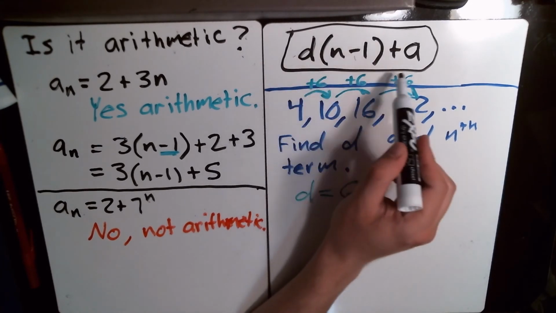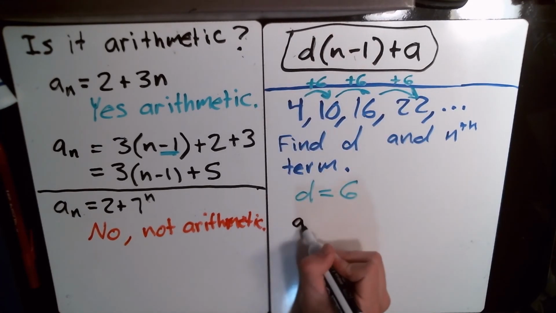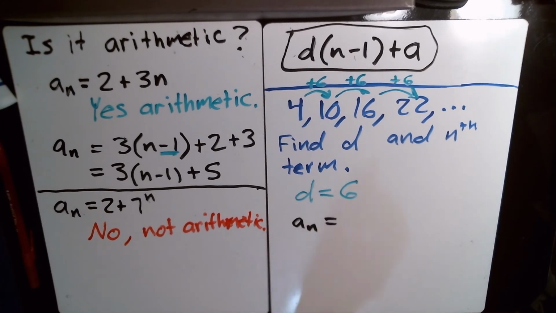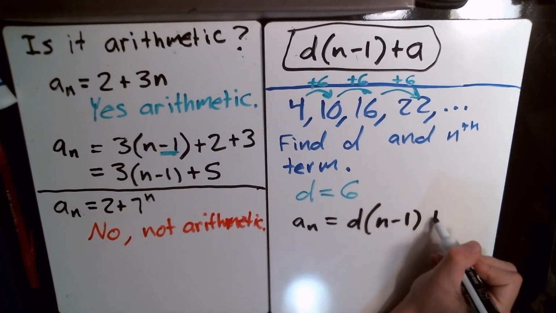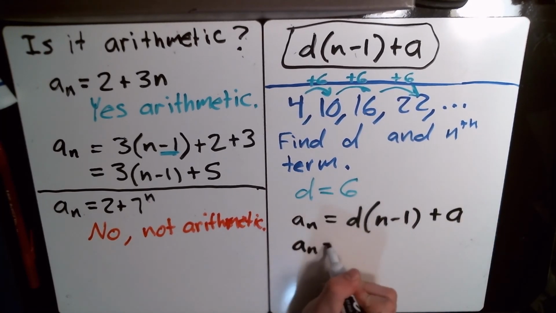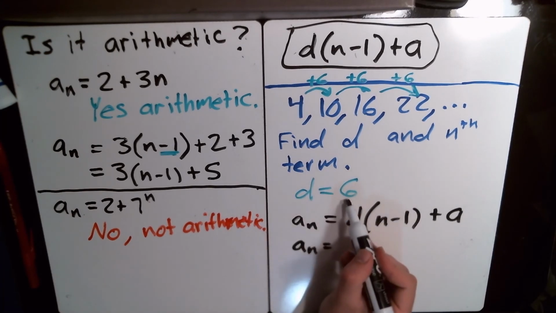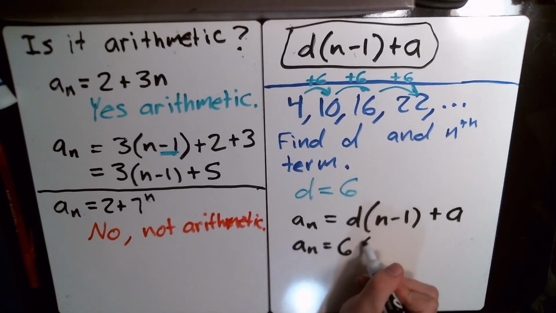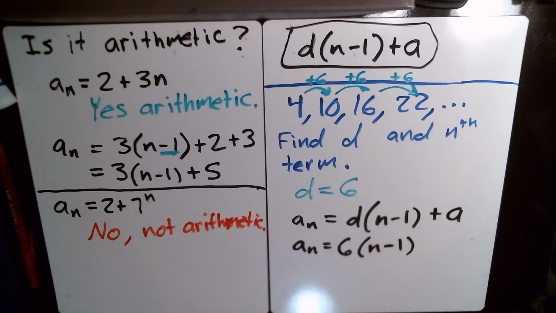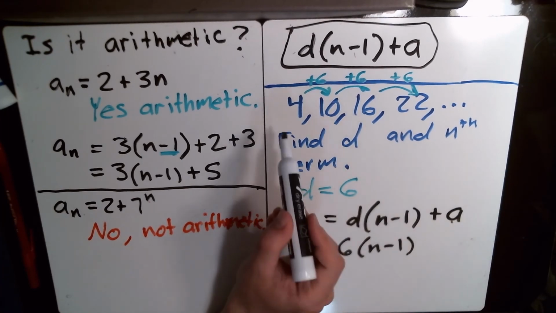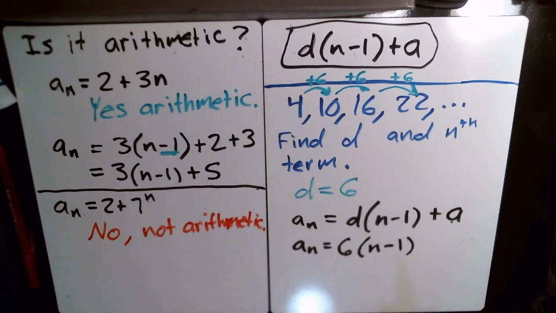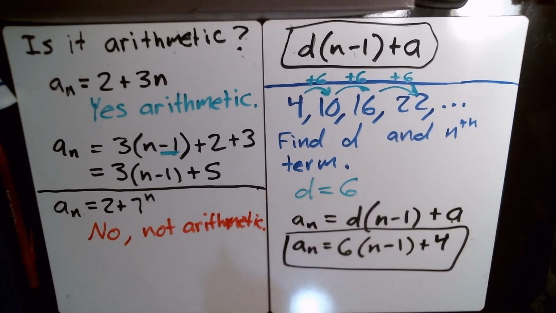Well, we just use our standard form of our equation. A sub n would be d times n minus 1 plus a. So d in our problem is 6, times n minus 1, and then plus a. And if you remember, a is the first term of your sequence. In this case, it's just 4. So this would be our formula for the terms of this sequence.